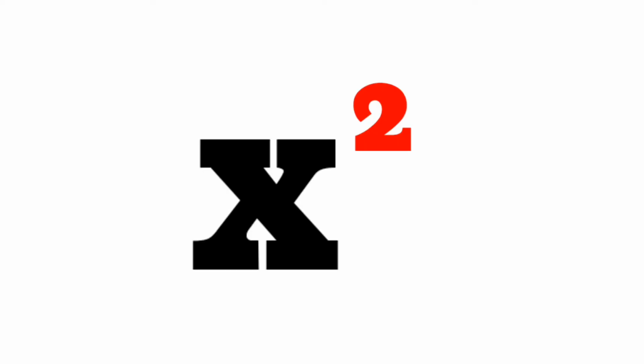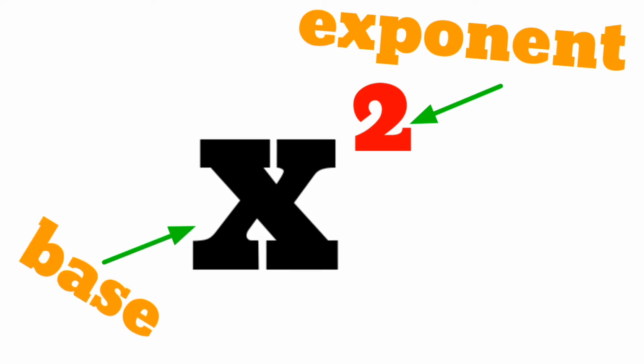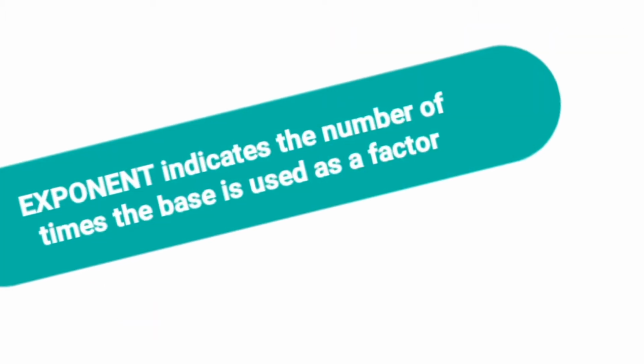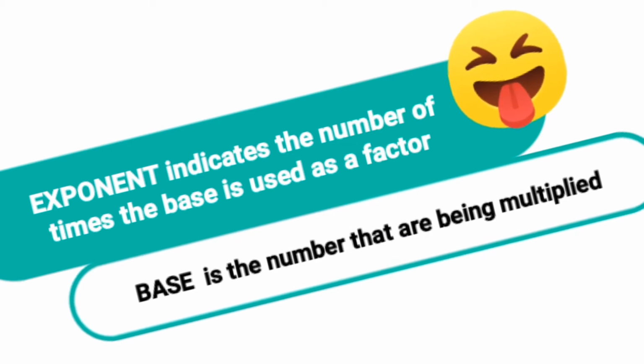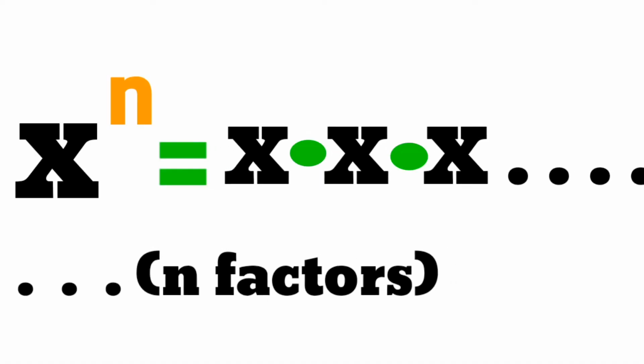In the expression x squared, the number 2 is called the exponent, and the variable x is called the base. Exponent indicates the number of times the base is used as a factor, while the base is the number that is being multiplied. Exponent is a repeated multiplication by itself.